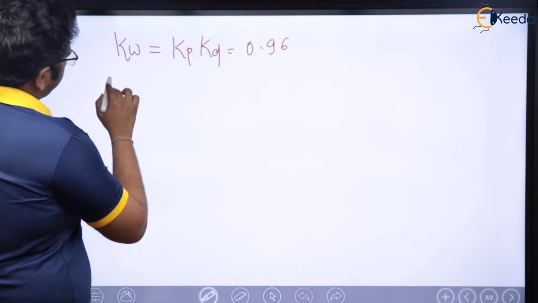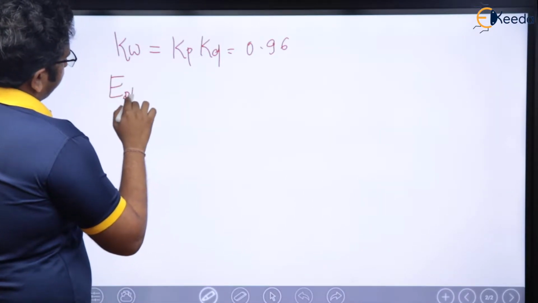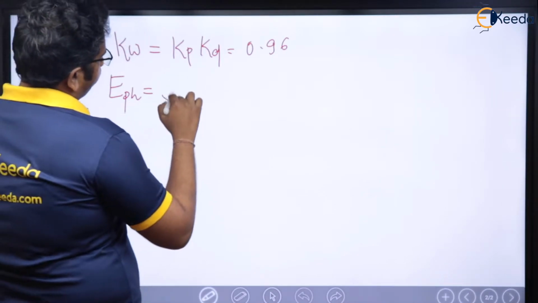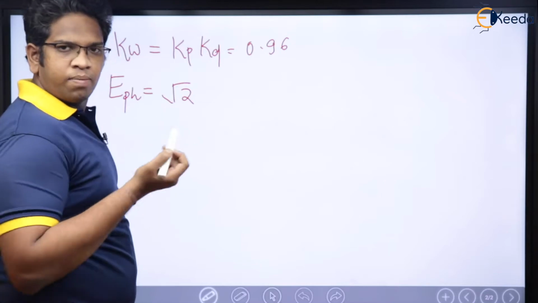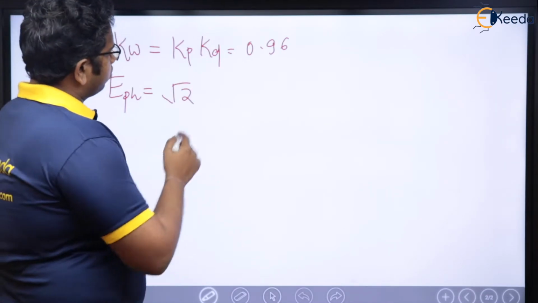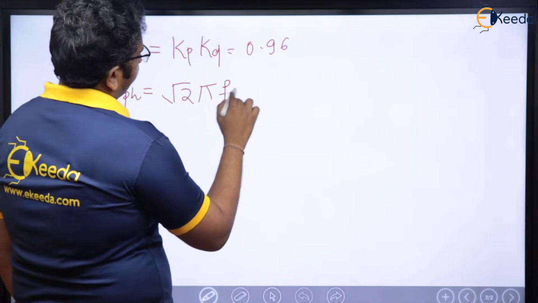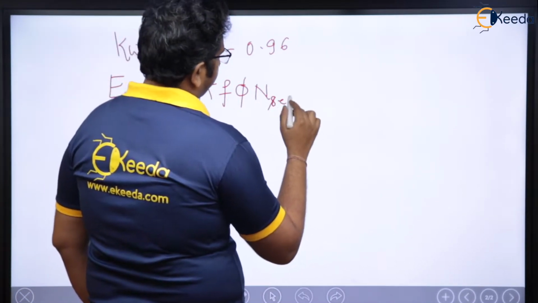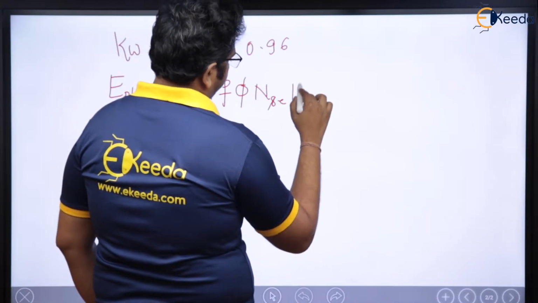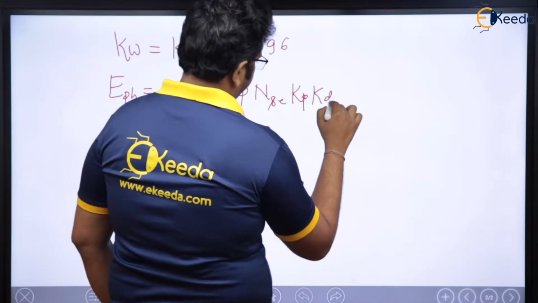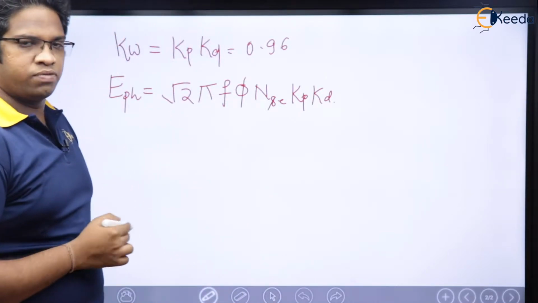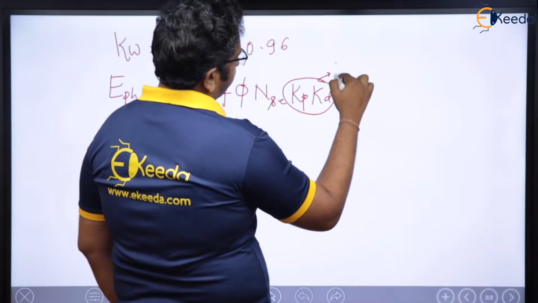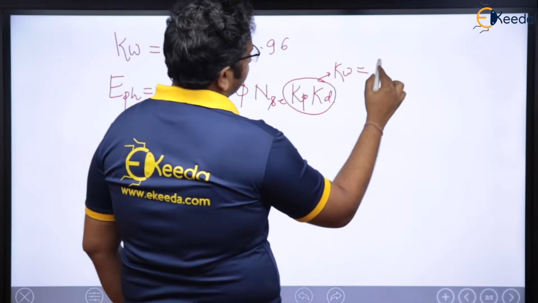So what is Eph, the EMF generated per phase? Let me write the EMF equation first and then we will go on solving. Eph = root 2 pi f phi Nse Kp Kd. This is the equation we have. Out of which we know that Kp into Kd is nothing but the winding factor Kw, and it is equal to 0.96.